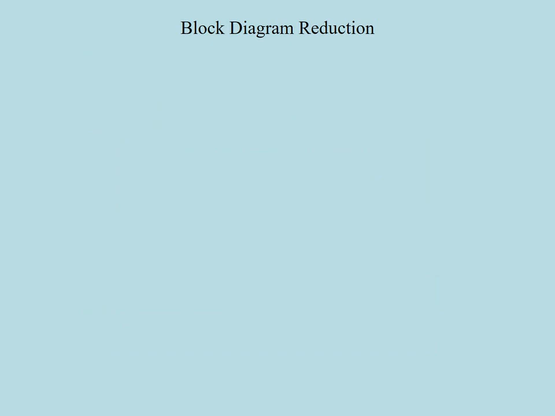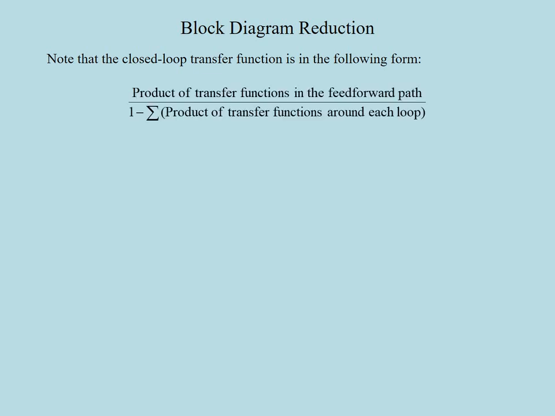Interestingly, the overall transfer function we have just obtained is in the following form. The numerator is a product of transfer functions in the feed-forward path. In the denominator, on the other hand, besides the term 1, we have a sum of transfer functions corresponding to each loop. Let's see them again.